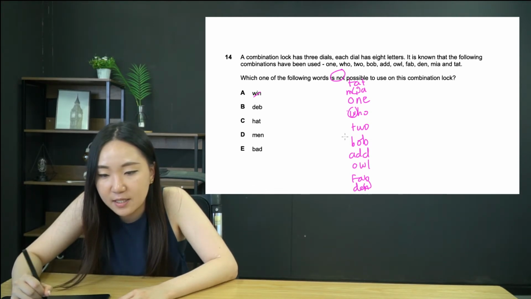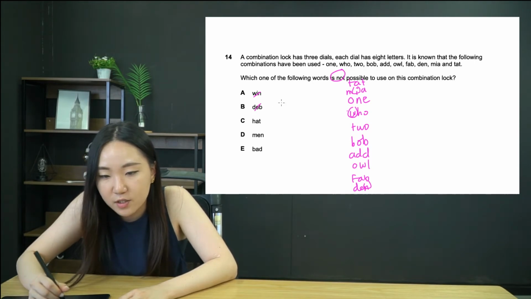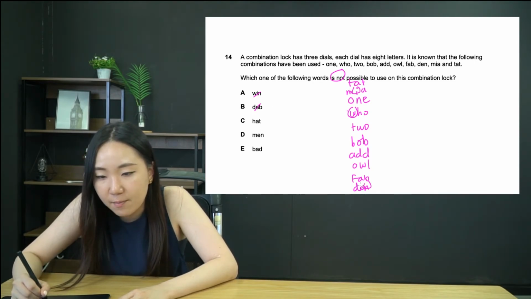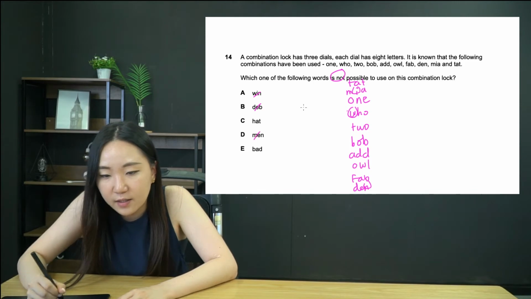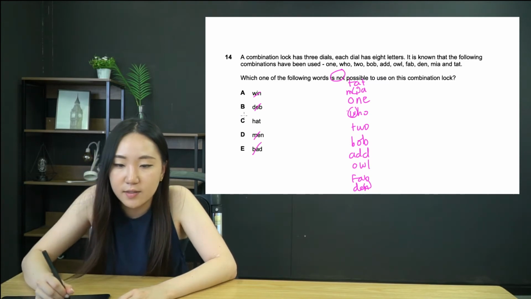So Deb, D-E-B, easy, that's fine. And then hat, I'm not seeing an H in there, so I do feel like it is that one. But let's just check the others. So men, M-E-N, yep, fine. And then bad, B-A-D, bad, so I know it's C hat.